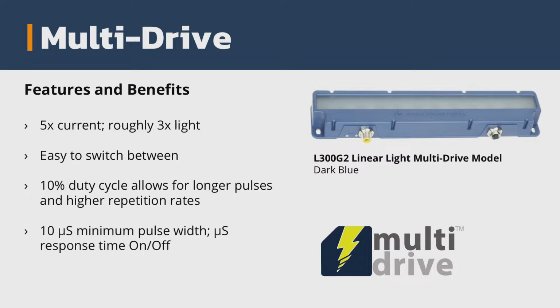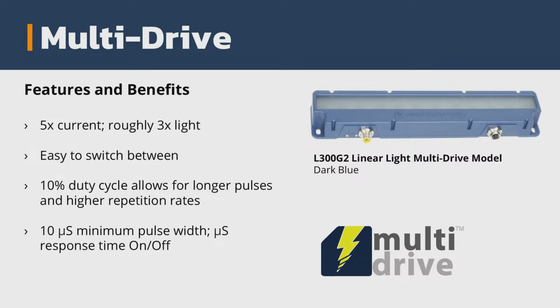So the features and benefits for multi-drive then, you get the same as when we had 2 discrete. There's no trade-off to our discrete products. One multi-drive product still, as a standard, gives you 5 times the current and roughly 3 to 3.5 times the light output. It's easy to switch between with the signaling as I just described.